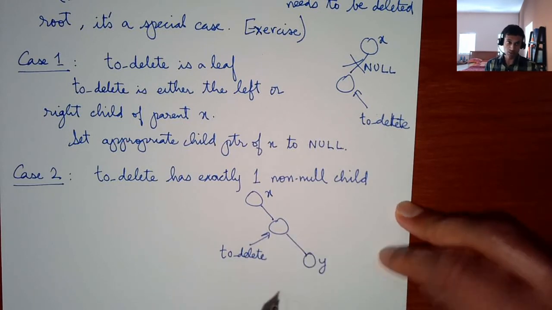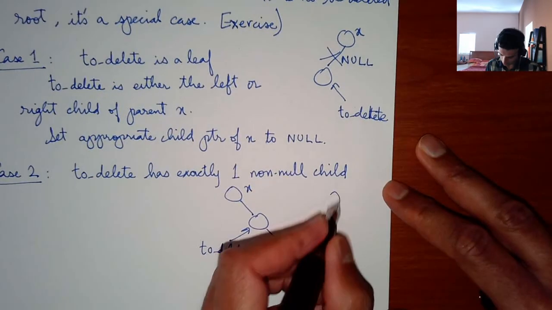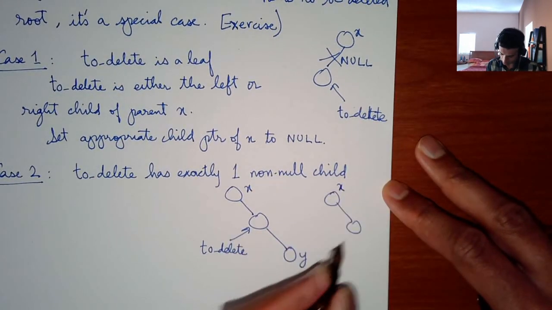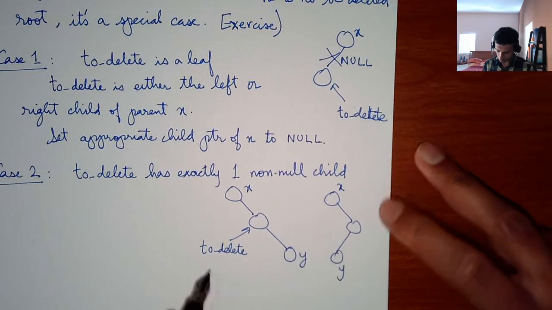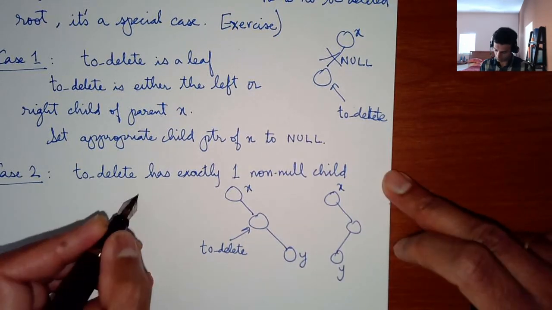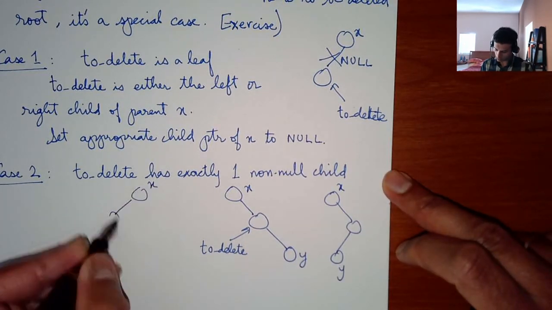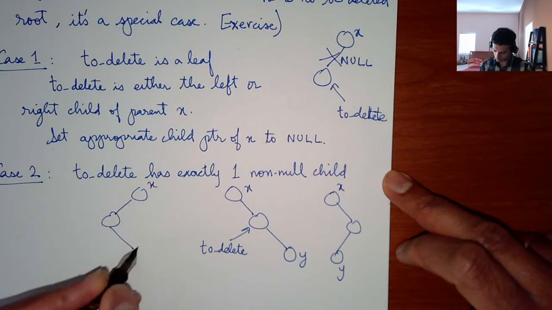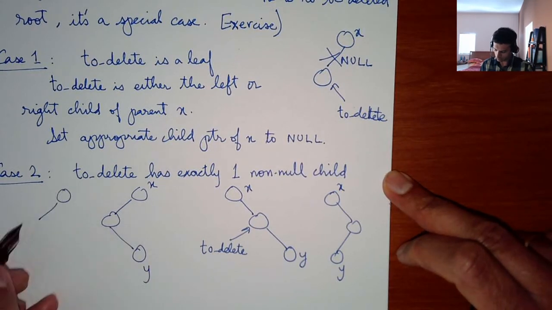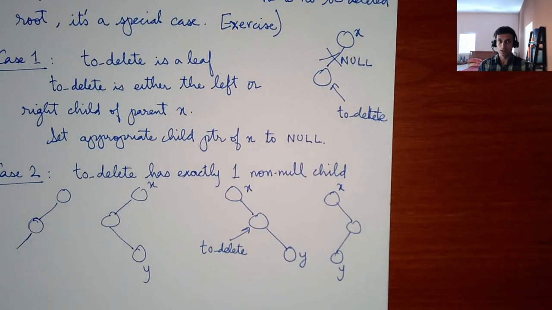Now there are actually 4 cases here, because it could look like this. Remember, toDelete is always the middle one. It could look like this, or it could look like that. Right? So there are 4 cases where there's exactly one non-null child, but the deletion actually happens to be quite easy in this case.